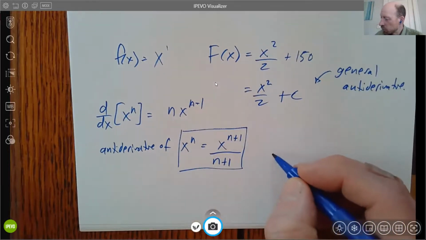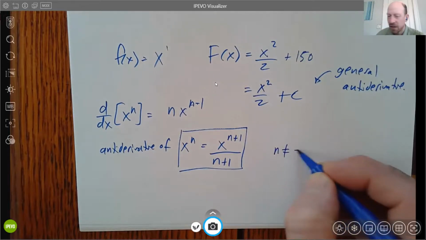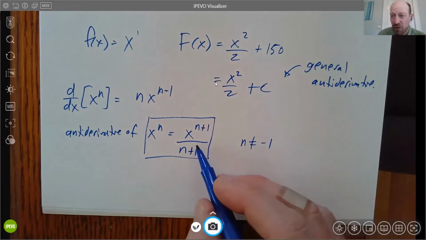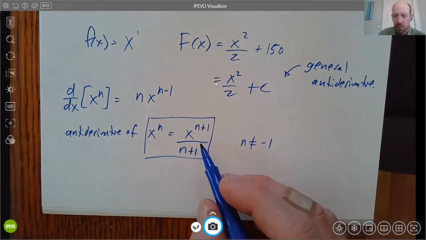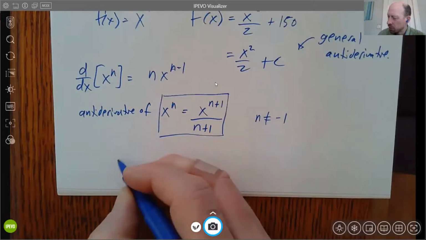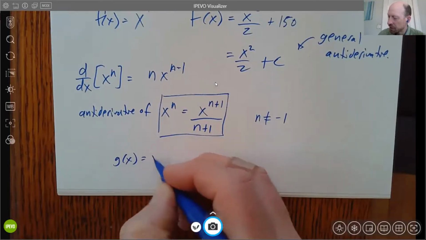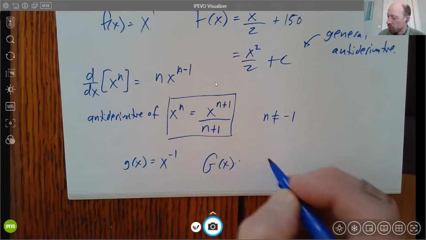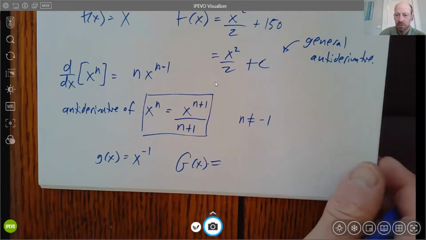This works for n not equal to negative 1, because then I'd be dividing by 0, and that wouldn't make sense. What happens if n is minus 1? What if g of x equals x to the minus 1? What's the antiderivative?